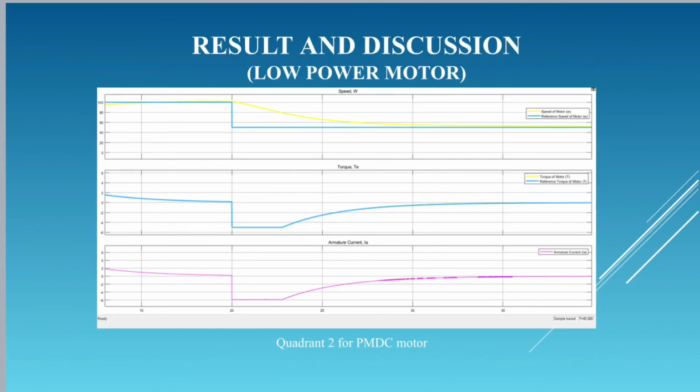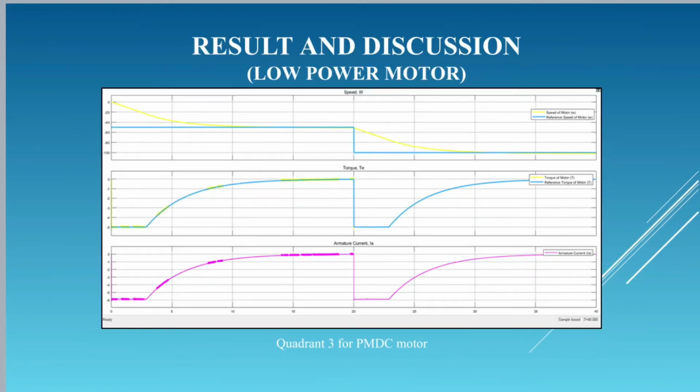At t equal to 20 seconds, the torque becomes negative in order to change the direction of the motor while the speed of the motor decreases due to the reference input signal. Next, we go to quadrant 3, a forward reversing, which results in both the speed and the torque moving in the same direction, but both in a negative state.